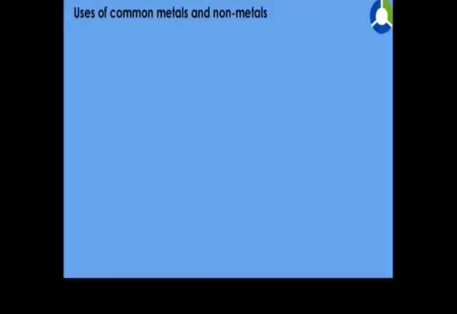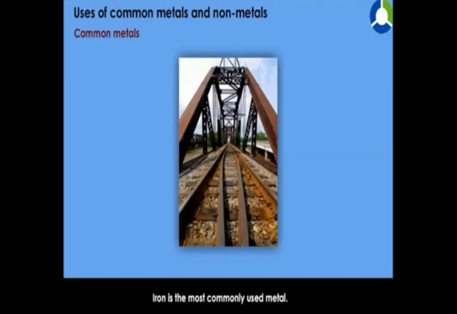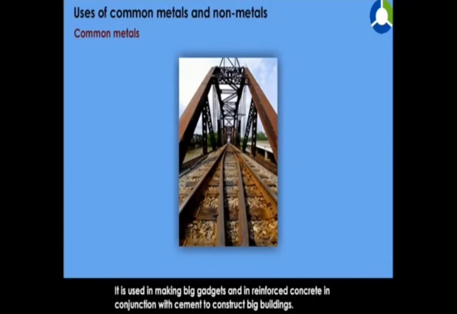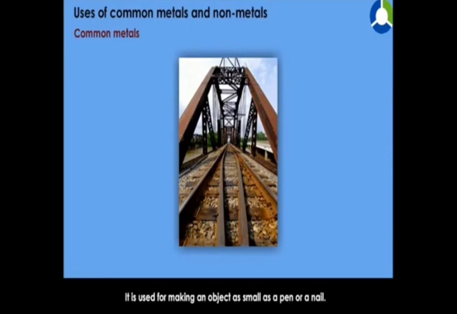Uses of common metals and non-metals. First let us go to the common metals. Iron is the most commonly used metal. It is used in making big gadgets and in reinforced concrete in conjunction with cement to construct big buildings, right? It is used for making objects as small as a pen or a nail.